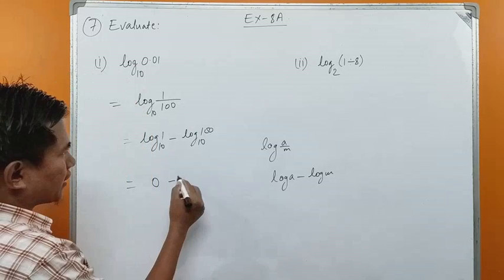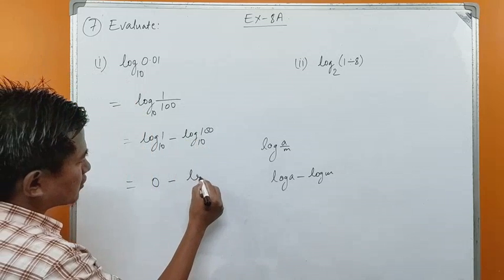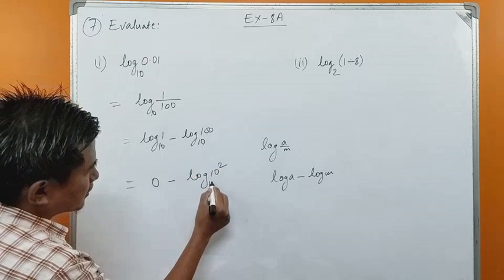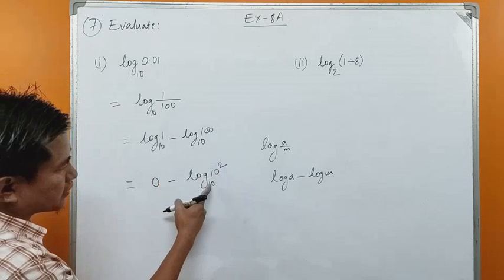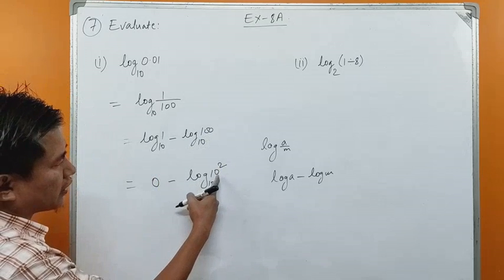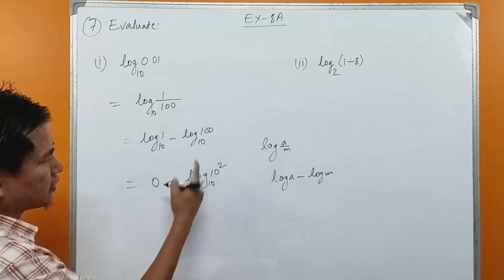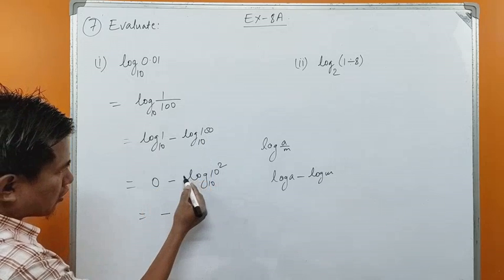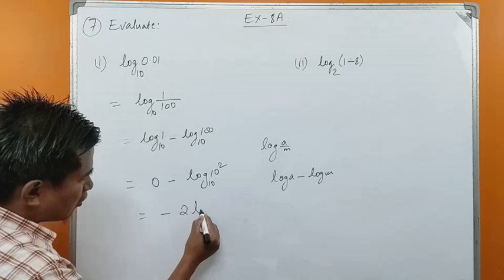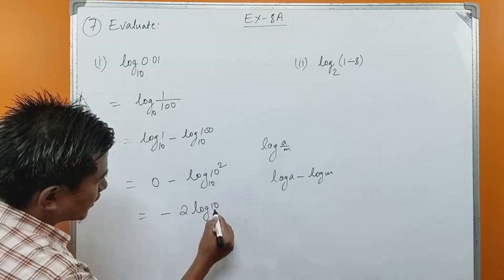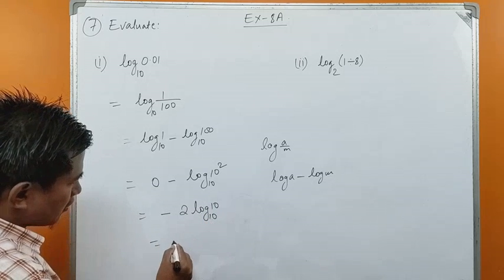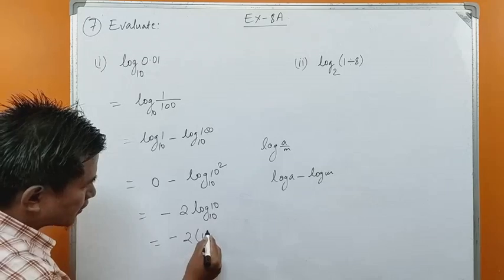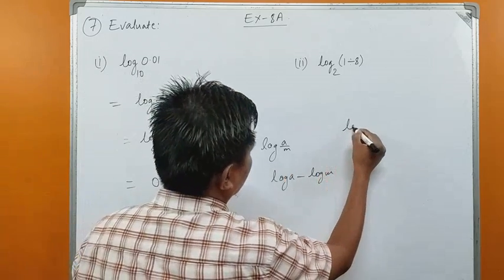Okay, minus log 100. Log 100 means log 10 square to the base 10, isn't it? This base is base 10. 100 means 10 squared. 10 times 10 is 100. 10 squared means 100. Okay, so 0 minus this is minus. Okay, 2 comes here now: minus 2 log 10 to the base 10.